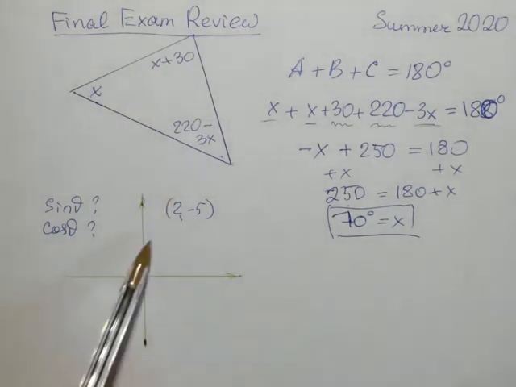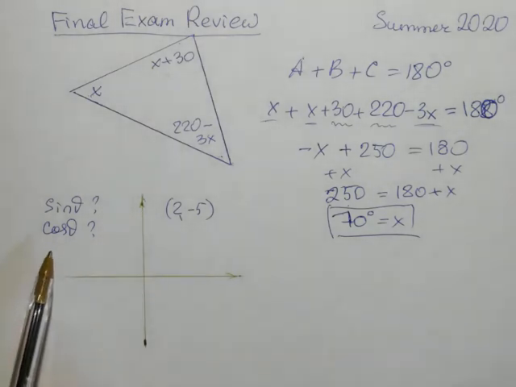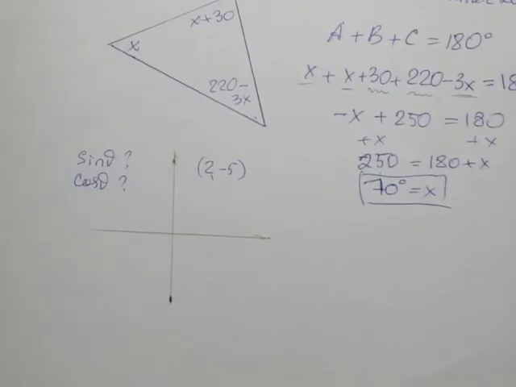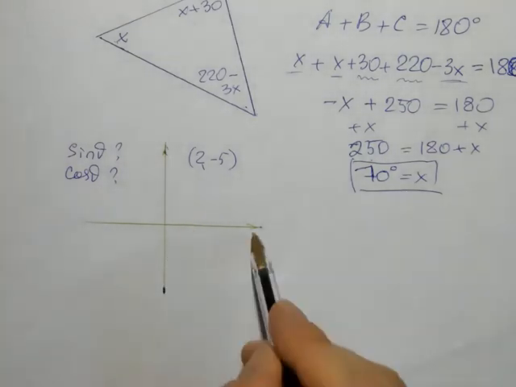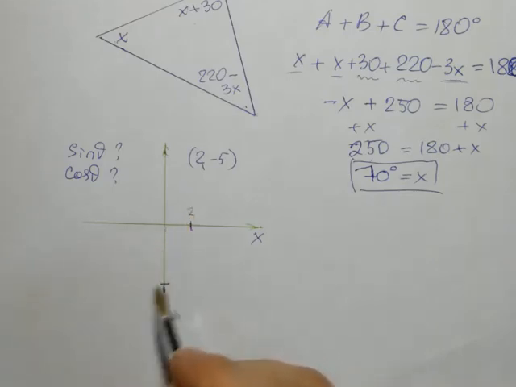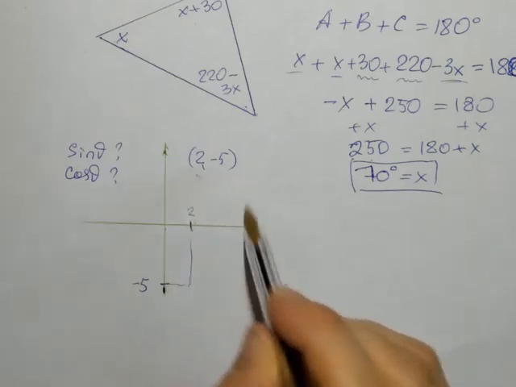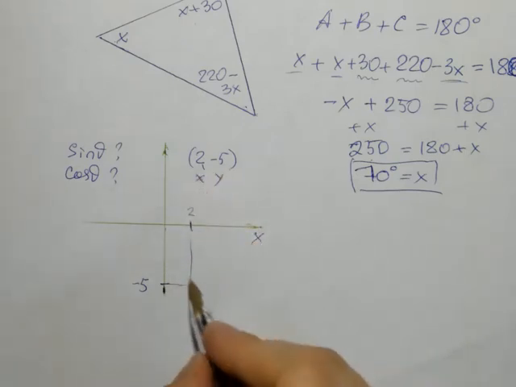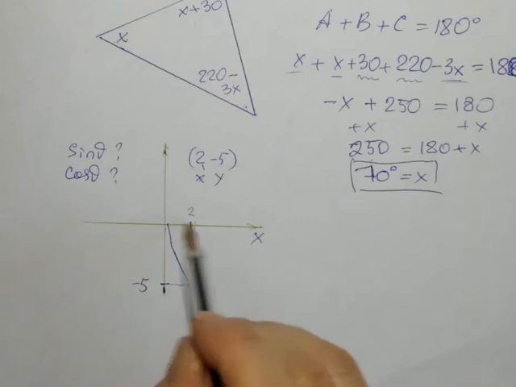In the next problem, we are given the point (2, -5), and we want to find sine and cosine of theta if the terminal side of the angle theta goes through this point. We need a Cartesian coordinate system, and we plot this point. X coordinate is 2, and y coordinate of the point is -5. So in the ordered pair, first is x, second is y. So this is the point on the terminal side of the angle theta.